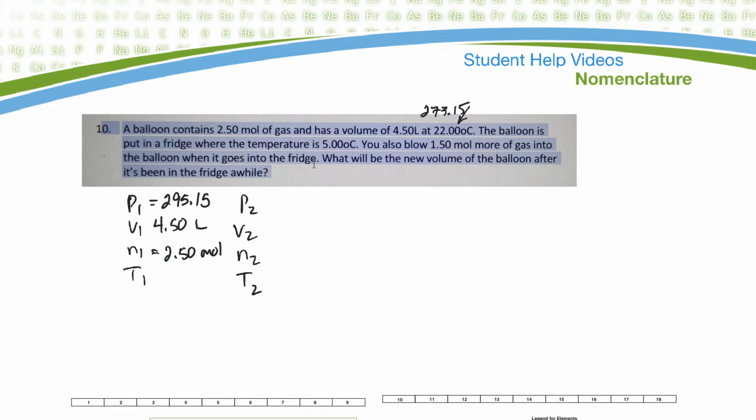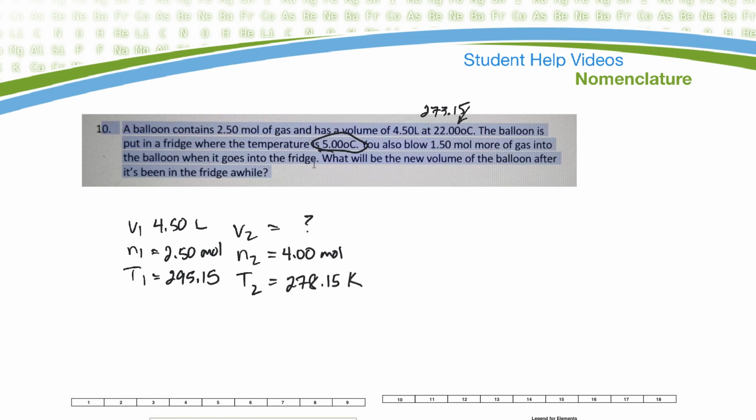Oh, just a minute here. I put the pressure in the wrong spot with the temperature. It's 295.15. And I didn't say anything about the pressure, so the pressure's a wash. I don't have to worry about pressure. So if I blow in 1.50 more moles of gas, altogether I'll have 4.00 moles of gas in there. And the temperature goes down to 5, so 273 plus 5 is 278.15 Kelvin. What is the new volume of the gas?